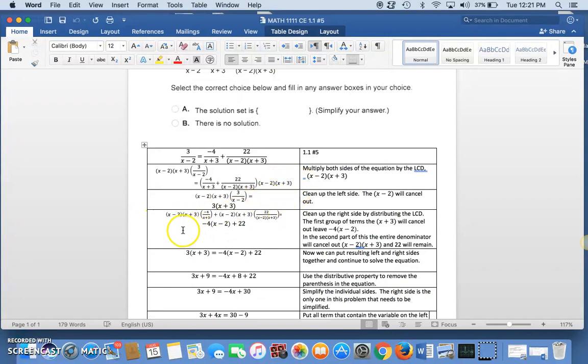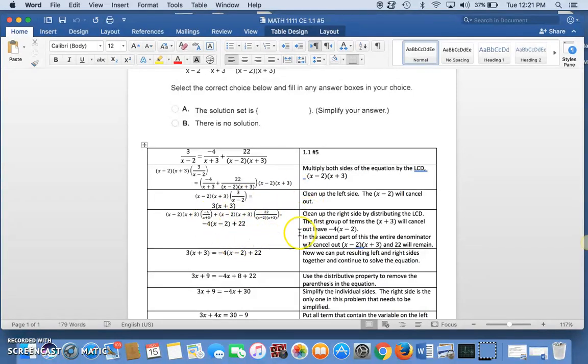The x plus 3 has to be multiplied by the two major fractions that are there, and the x plus 3's cancel here. That remains with a negative 4 and an x minus 2. In this situation, you've got the two factors, both binomials. They both will cancel out. Nothing is remaining but the 22.